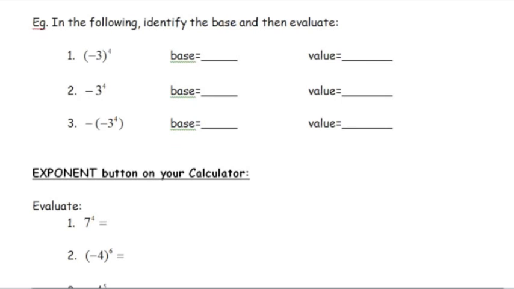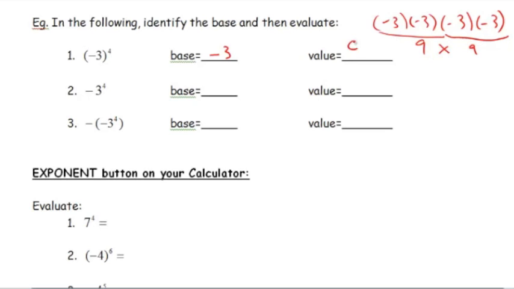On the back side here, it's going to be key for us to identify what exactly the base is, and that's going to help us find what the value is. In this first example, number 1, our base is in brackets, so our base is -3. That's what we're going to multiply by itself. So the first example looks like -3 times -3 times -3 times -3. A negative times a negative is a positive 9. Then do that again, and we have another positive 9. So this value is going to be 9 times 9, or 81.